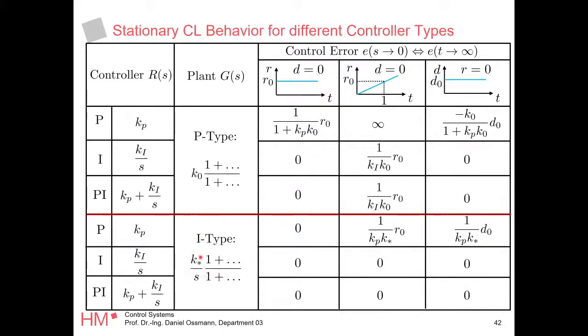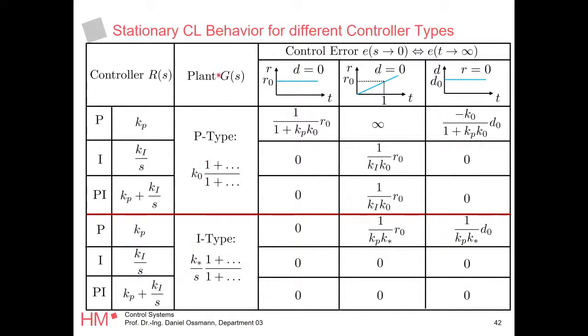Right? Because this guy, if you let S go to 0, goes to infinity. So I cannot write K0 here because K0 is infinite. So I'm writing K star. It's basically a K0, but of the element without the S. That's the only difference, right?